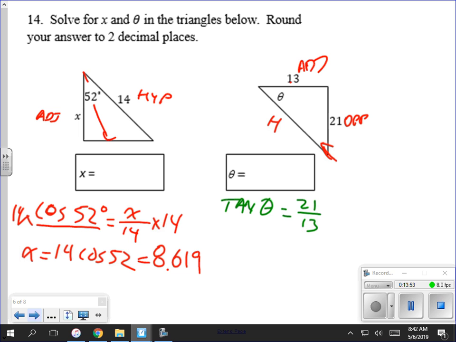Now that I'm solving for the angle, I switch it to the inverse function. How do I solve for the angle? Theta is equal to the inverse tangent of 21 over 13. And when you do this, make sure to put parentheses around the 21 over 13. And you get theta equals 58.240.